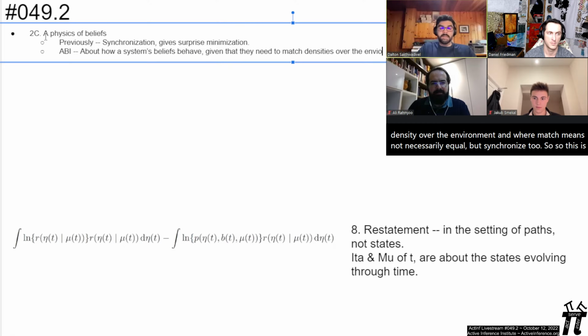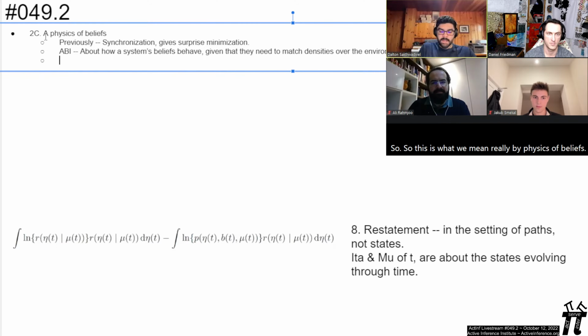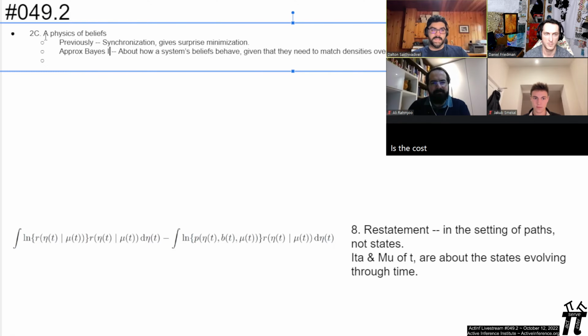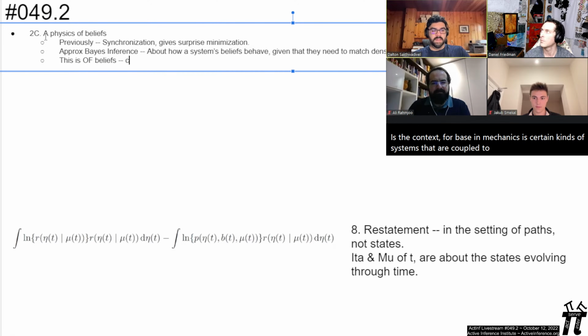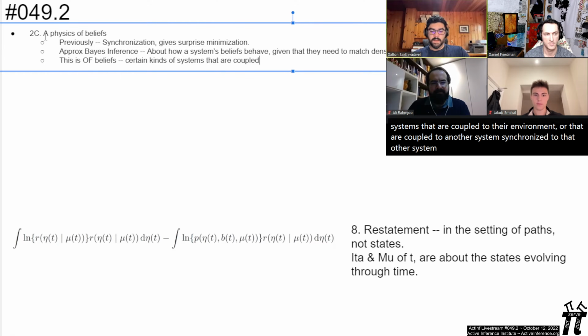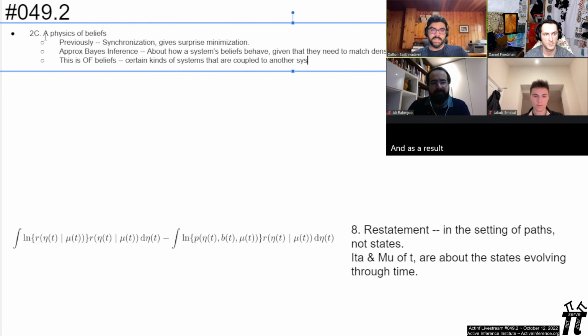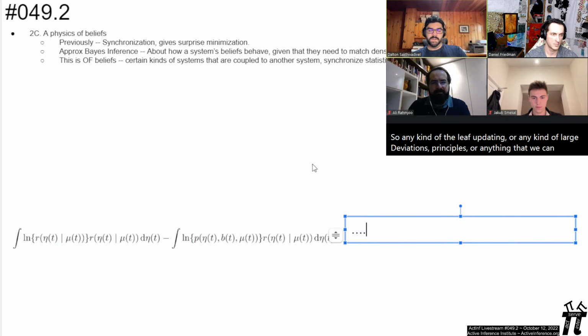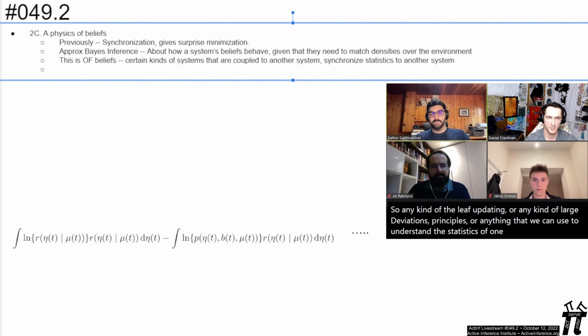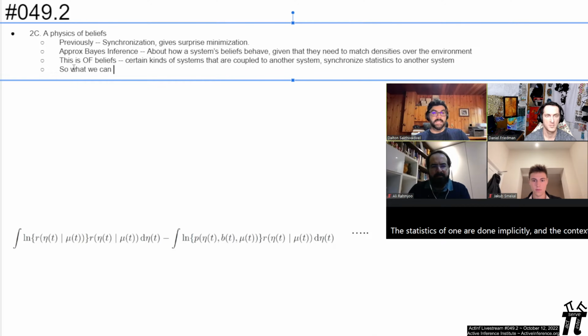So this is what we mean really by physics of beliefs. The context for Bayesian mechanics is certain kinds of systems that are coupled to their environment, or coupled to another system, synchronized to that other system. As a result, we can understand the statistics of one system as synchronizing to the statistics of the other system. So any kind of belief updating, or any kind of large deviations principles, or anything that we can use to understand the statistics of one, are done implicitly in the context of the statistics of the other.